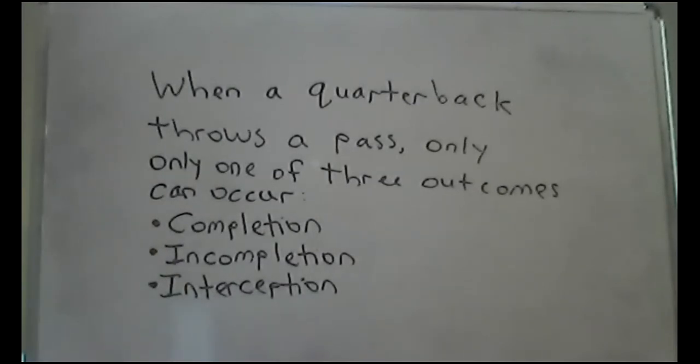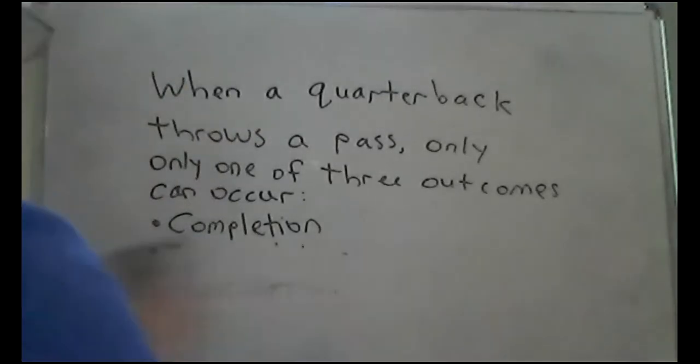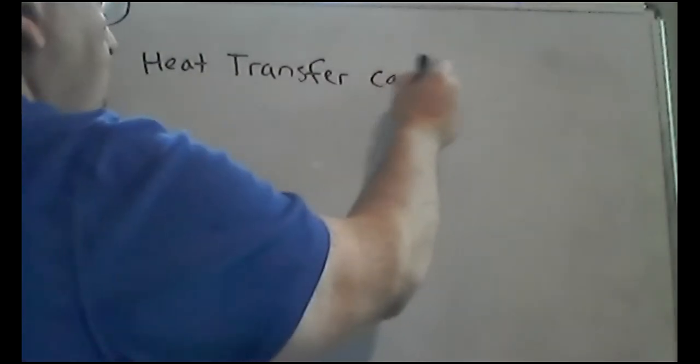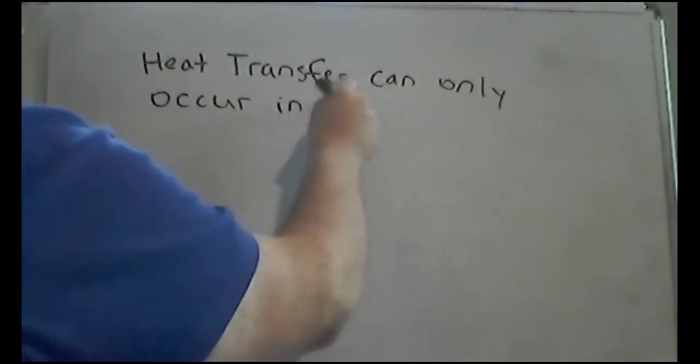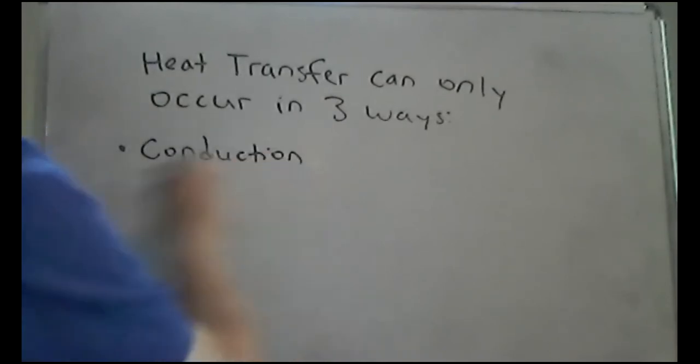Now you might ask, how does this have anything to do with physics or heat transfer? Well, heat transfer may seem complicated, but there are only three modes of heat transfer. When it's all said and done, heat transfer can only occur in three ways. That is conduction, convection, and radiation.